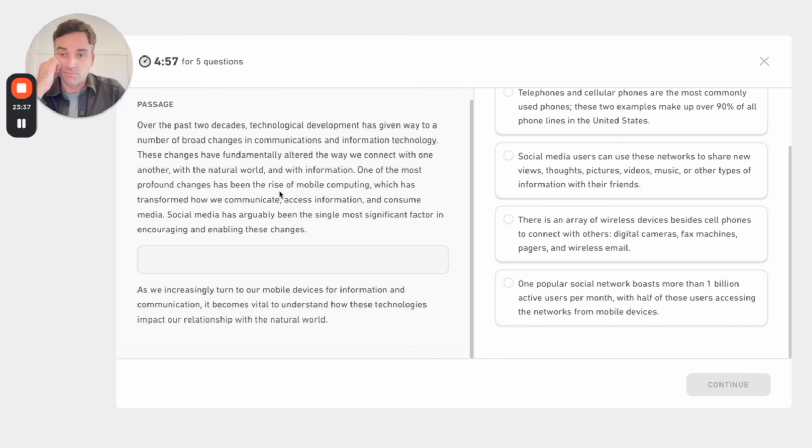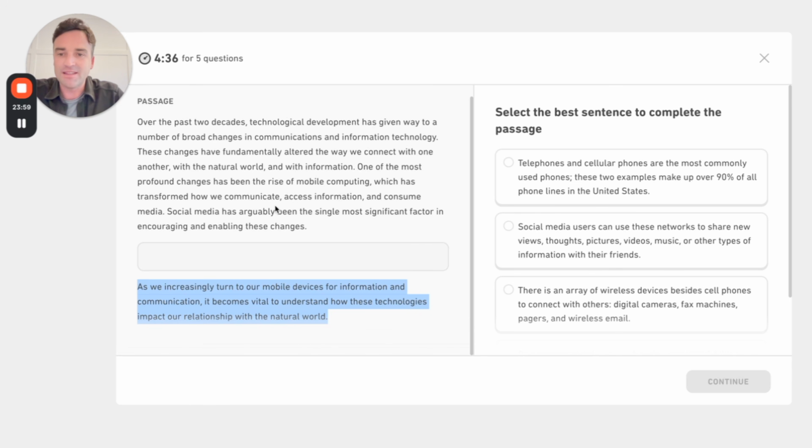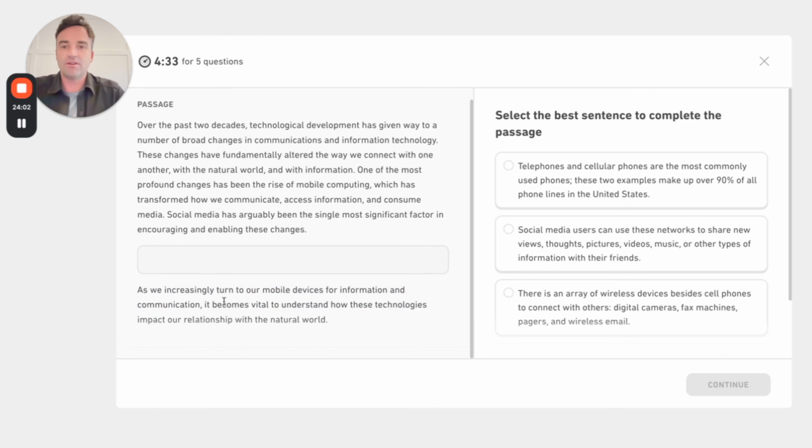Okay, so we've read this already, so I won't read it all again, but I will read the last sentence because this might help me. It might help me to connect this part and this part with the missing sentence. Okay, so social media has arguably been the single most significant factor in encouraging and enabling these changes. As we increasingly turn to our mobile devices for information and communication, it becomes vital to understand how these technologies impact our relationship with the natural world. Okay. So social media. As we increasingly turn.